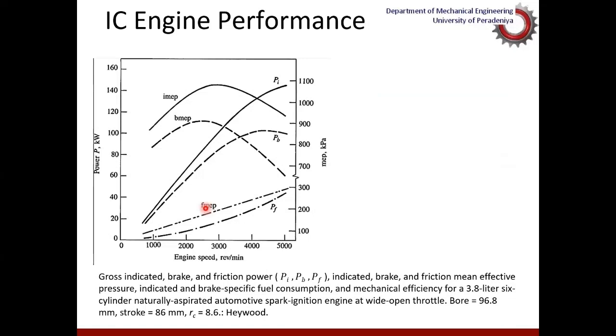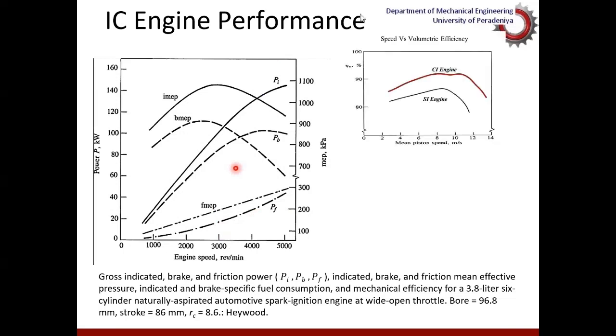So this is what we earlier discussed as a summary. So indicated mean effective pressure peaks at a certain speed and comes down after when the speed is increased due to reduction of volumetric efficiency. And the brake mean effective pressure also peaks at a certain speed and comes down after that, just because the frictional effects increase with the speed as well as the drop of volumetric efficiency. And the variation of brake power, indicated power, friction mean effective pressure, friction power also indicated here.